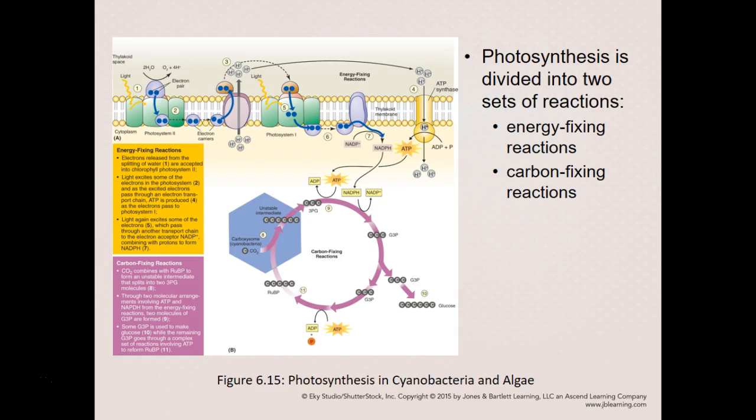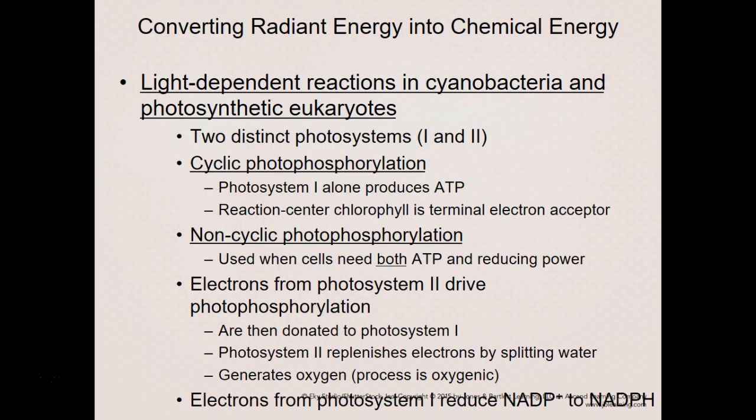Photosynthesis is divided into two sets of reactions. We have the light reactions, and then we have the dark reactions. Light reactions are energy fixing reactions where we take in sunlight energy and then we produce everything we need for the dark or carbon fixing reactions. The carbon fixing reactions are where we actually produce the organic molecules. So, light dependent or light fixing reactions.